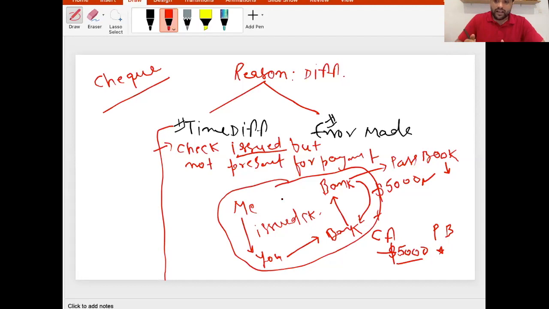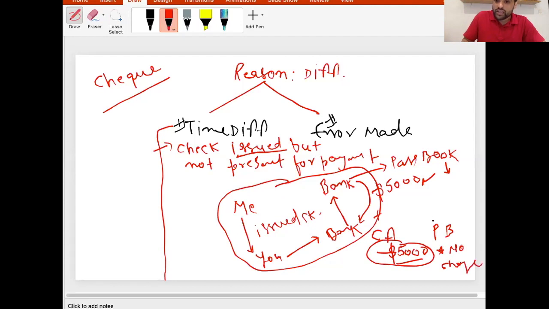So what does it mean? Right now, I reduce my balance in the cash book by 5,000, but my passbook balance is not reduced. So there is no change in my passbook, and my cash book balance reduces. So the cash book and the passbook balances are not equal. That's the meaning of this first reason.